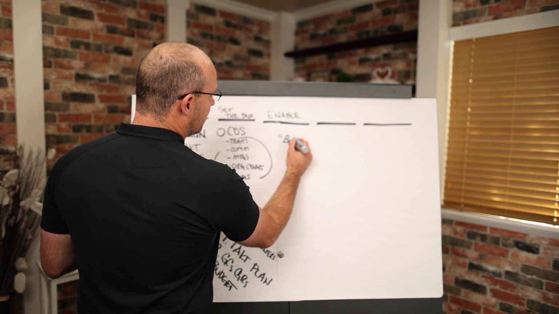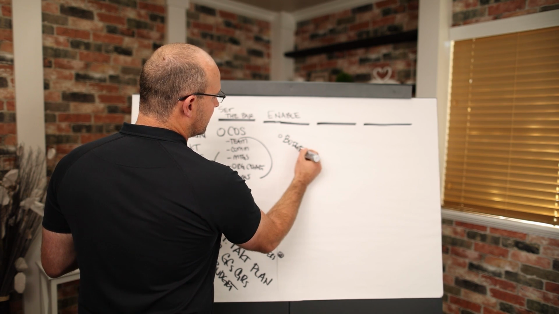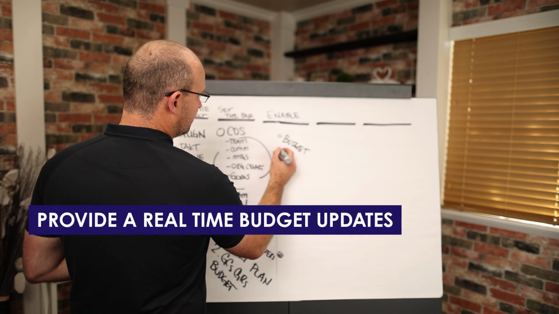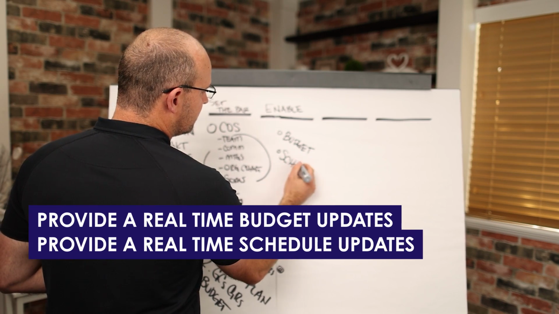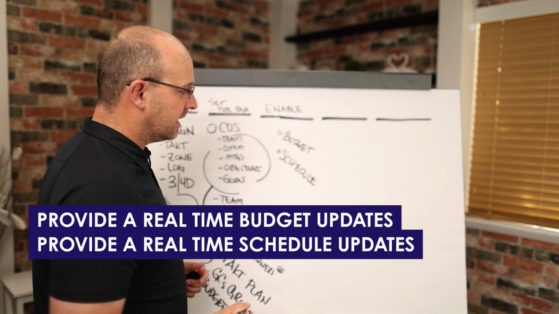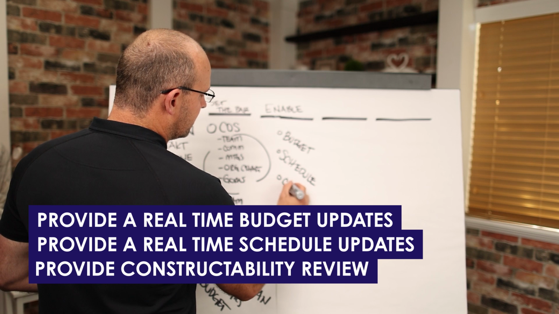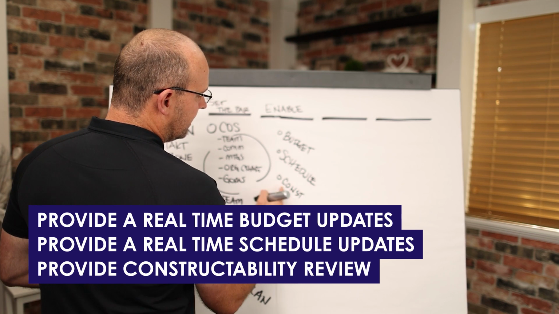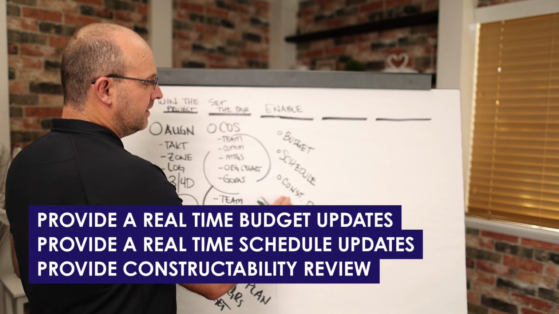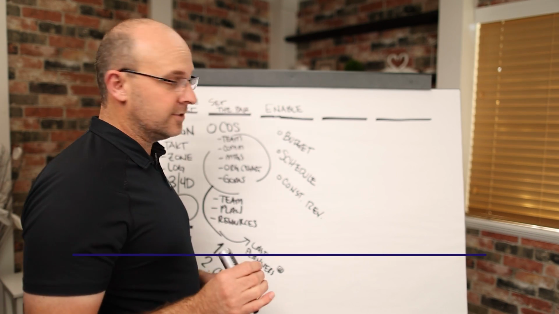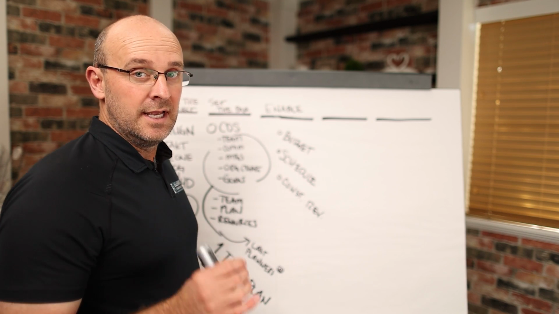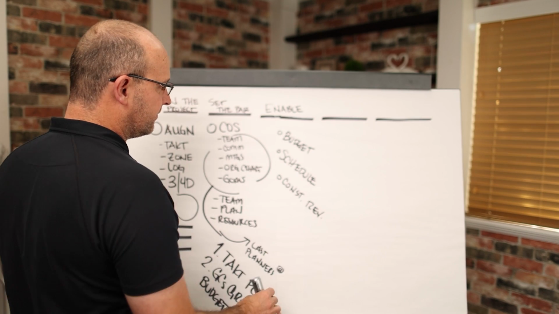One, from a contracting standpoint, we're always providing as close to real-time budget updates as we can. We provide as close to possible real-time schedule updates with our tact plan, and we provide constructability. I'll just write CONST and then REV for constructability review. There is a way to do this right, and we'll link you to a video on this, actually a video on all three of these in the description below that you can use to follow.